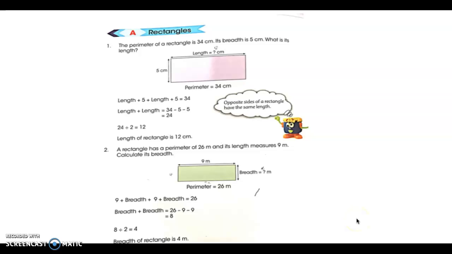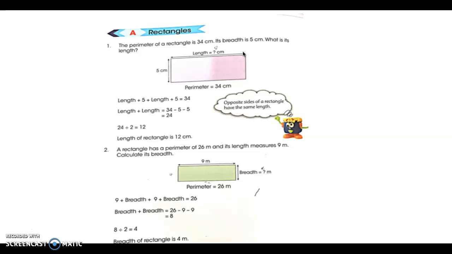Now rectangle. The first question says the perimeter of the rectangle is 34, its breadth is 5 centimeter. What is the length? Now they have already given the surrounding length. The surrounding length they have added and given as 34. Now you have to find out length.